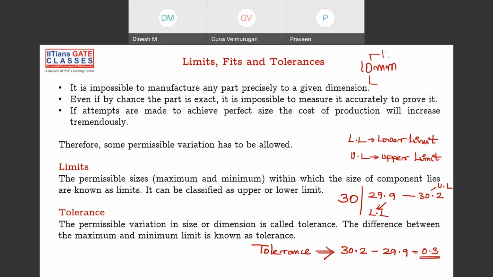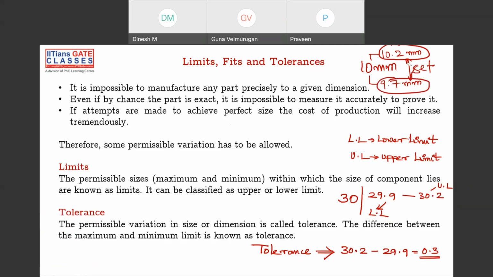Let's say at maximum you went up to 10.2 mm. That is the maximum diameter that you achieved, and the minimum you went down to 9.7 mm. The minimum diameter of all the pieces is 9.7. So this is what you have to set. This is known as the upper limit, and this is your lower limit, right?